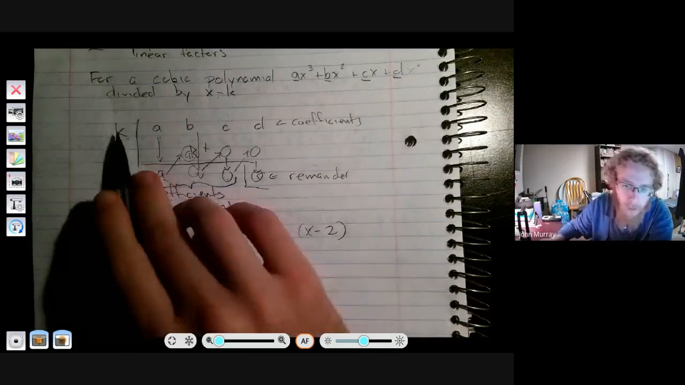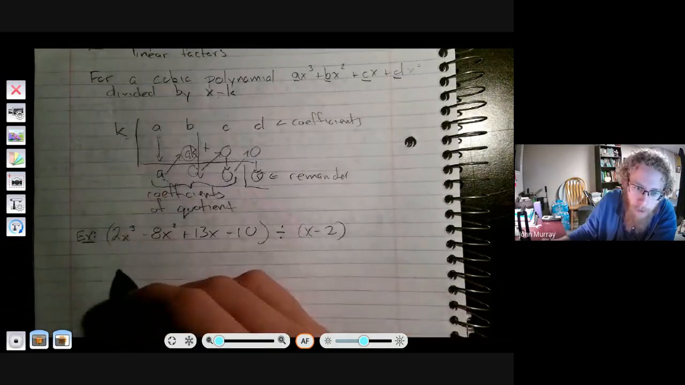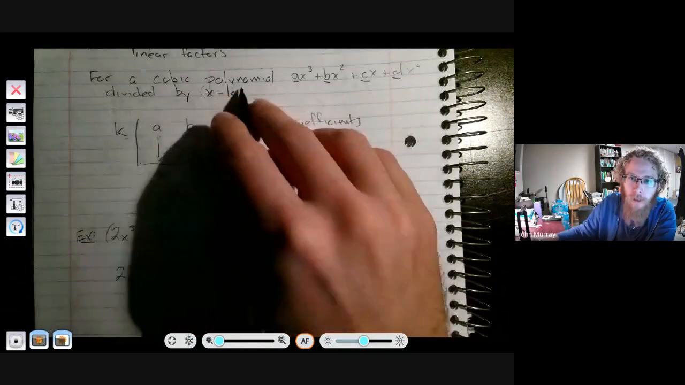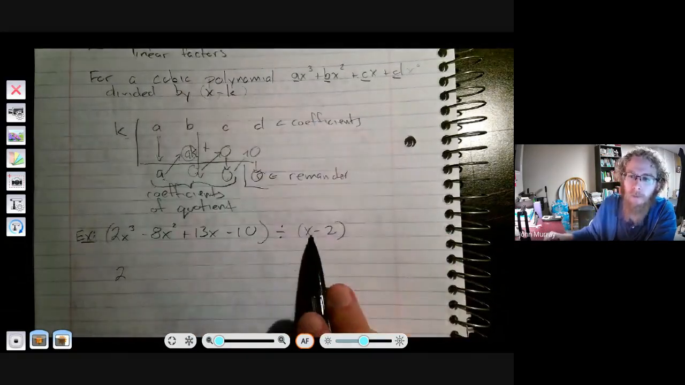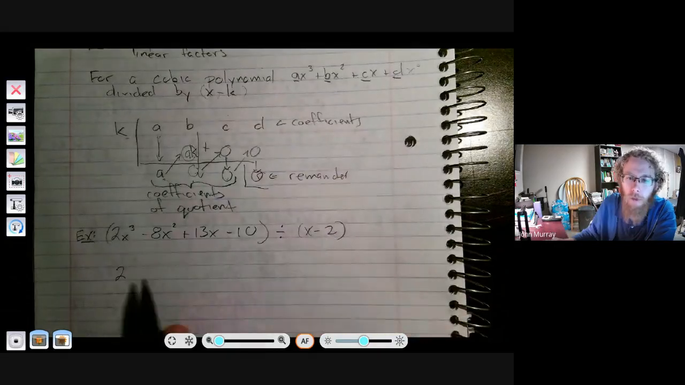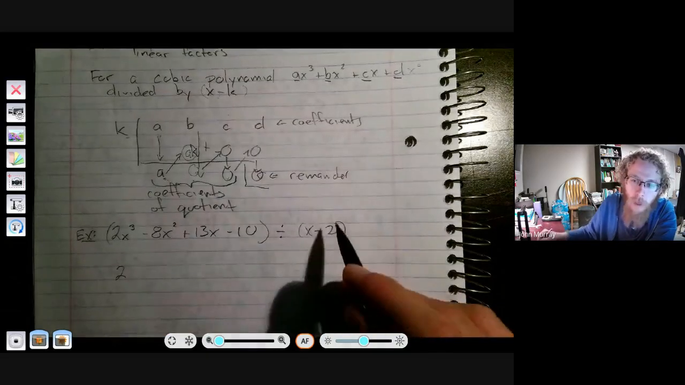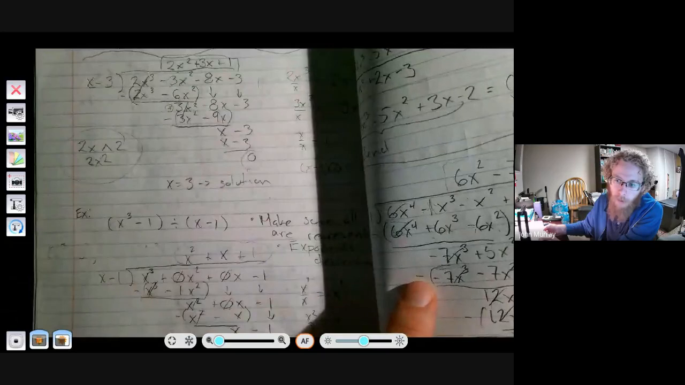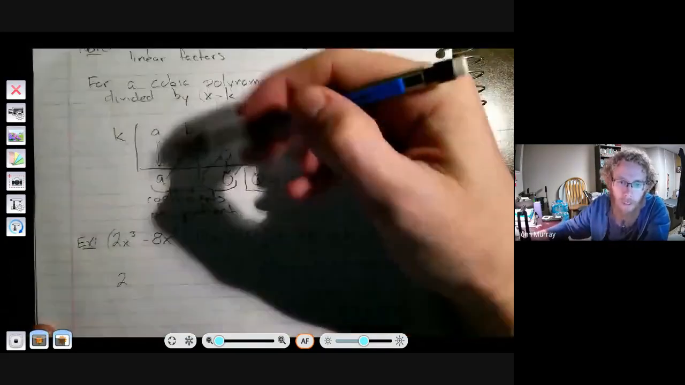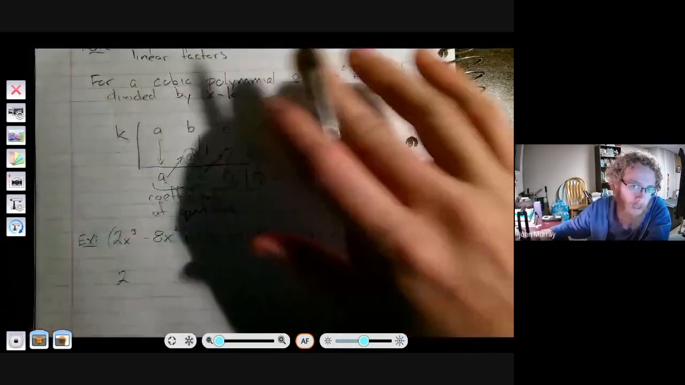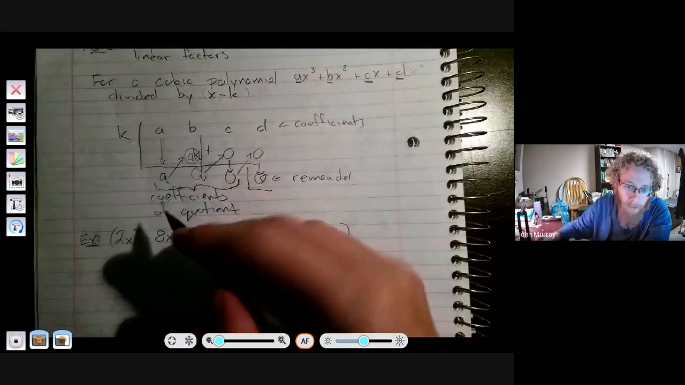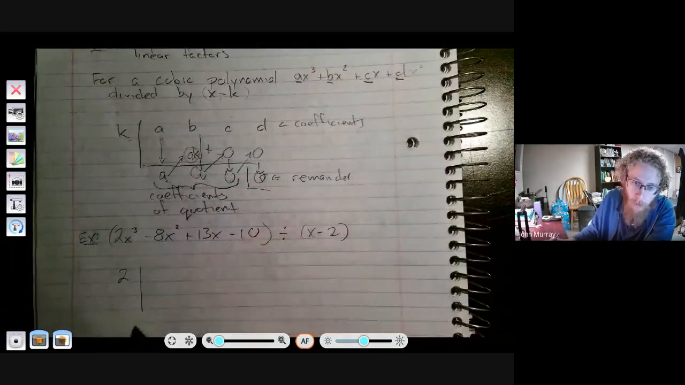On the outside, I'm going to have a positive 2, because the linear factor is x minus k, so my k is just the 2. We do the opposite sign. When we do that, that automatically builds in this subtraction part. That's why we can add down and we don't have to worry about subtracting and changing signs, because it's built in right in the beginning. All right, so we got our box.